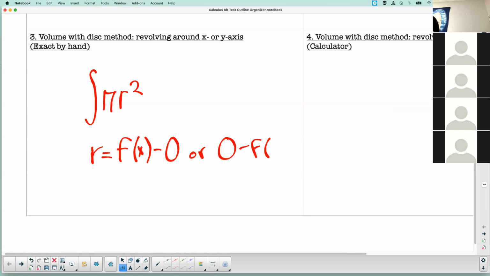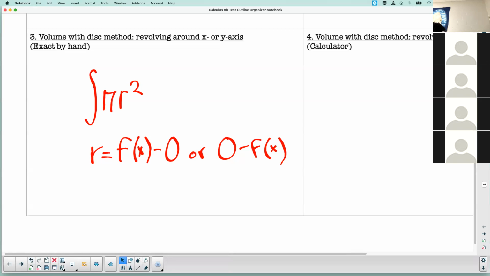If it's above the x-axis, oh, I shouldn't even say x-axis because it could be x or y. Basically, the function minus 0 if it's in the positive quadrant. Or if it's in the negative quadrant, it's going to be 0 minus the function. And that could be f of x or f of y, depending on which orientation it is. Now, for this one, it has to be one of those two because it's being rotated off of the x or y axis. So for the washer method or the next disk method ones, we rotated around an axis other than the x or y axis. So in that case, it wouldn't be a 0.